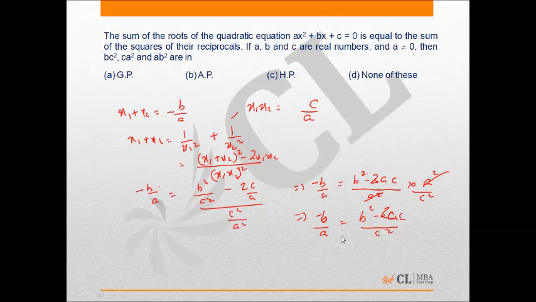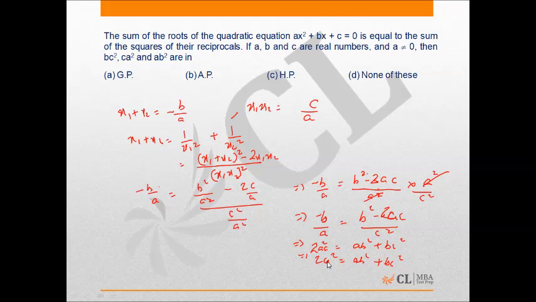So from here we get that 2ac squared, or I should say ca squared, or a squared c, whatever, is equal to ab squared plus bc squared. So that would mean that 2ca squared is equal to ab squared plus bc squared.